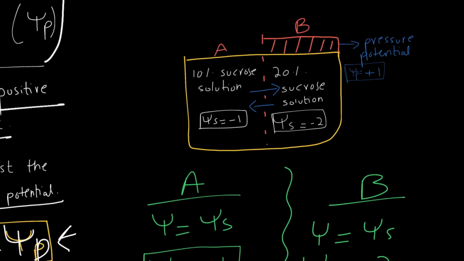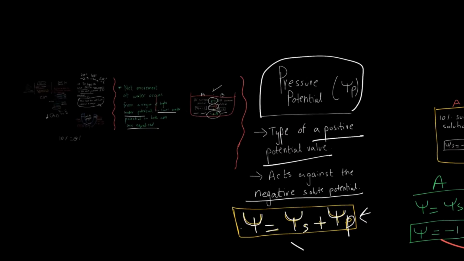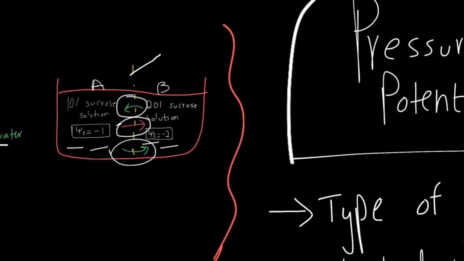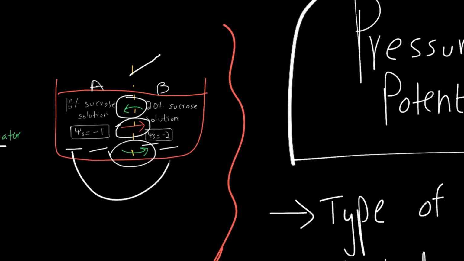So right here there's a diagram. There's a 10% sucrose solution in A and 20% in B. However, B contains a pressure potential of positive 1. So the movement of water molecules happens in both regions. However, had there been no pressure potential, it would be the same as the previous diagram I've shown, where the net movement would happen from A to B.